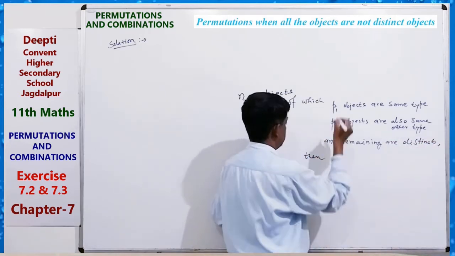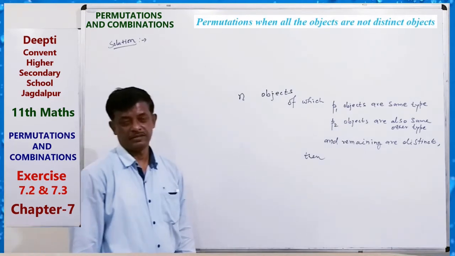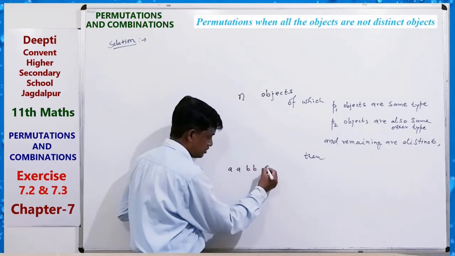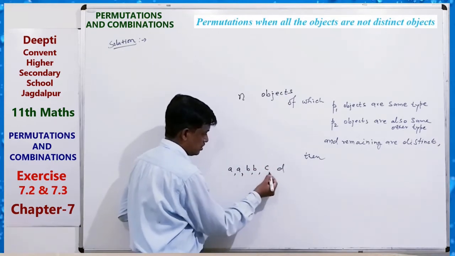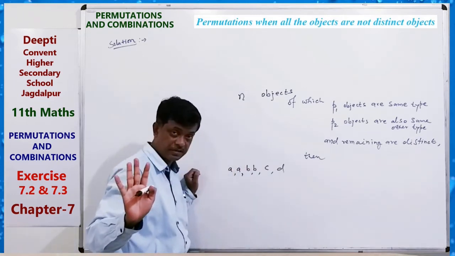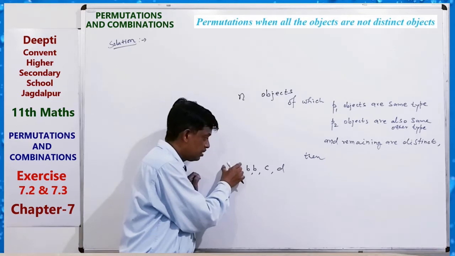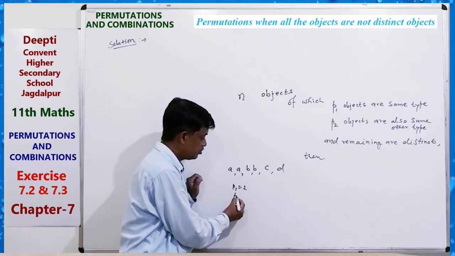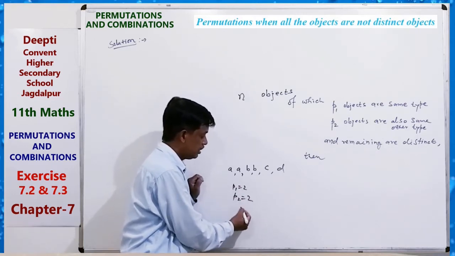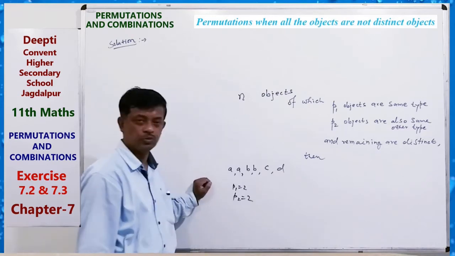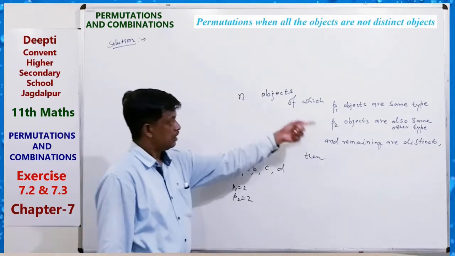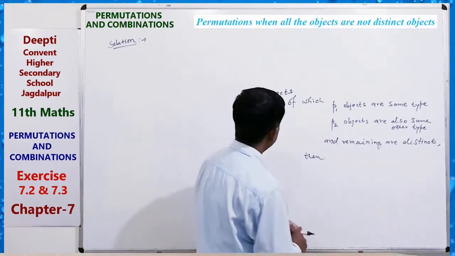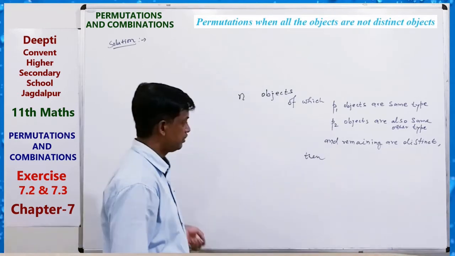Then, just like this, two objects are like this, B, B, and C, D. 1, 2, 3, 4, 5, 6 objects are there. Two are the same. Also these two are the same. So this p1 equals 2, p2 equals 2, and these things are also 2. 6 objects are there.